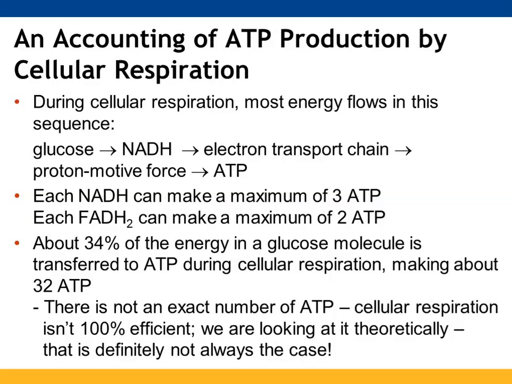So we've talked about ATP being made in a lot of different places. The flow of the energy is going to be the same with aerobic respiration. You're going to take your glucose molecule, and start to break it down into NADH as well as FADH2. That's going to move into the electron transport chain. Then the energy gets transferred to that proton motive force, which then can be used to make ATP. If everything went perfectly, every NADH could make 3 ATPs at a maximum, and each FADH2 can make 2 ATPs. But we do not get 100% efficiency.